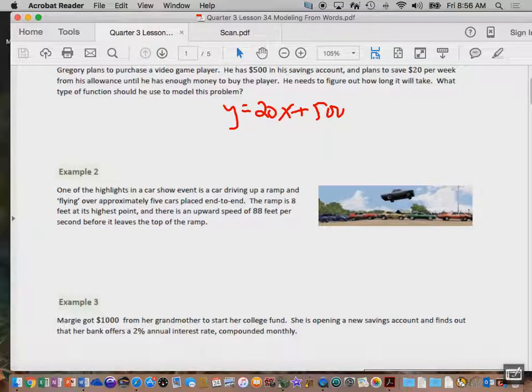Right? You start with 500, that's your beginning amount, your y-intercept, and you go up 20 per week. Okay, next one. One of the highlights in a car show event is a car driving up a ramp and flying over approximately 5 cars, placed end to end. The ramp is 8 feet at its highest point. There's an upward speed of 88 feet per second. What leaves the side of the ramp?